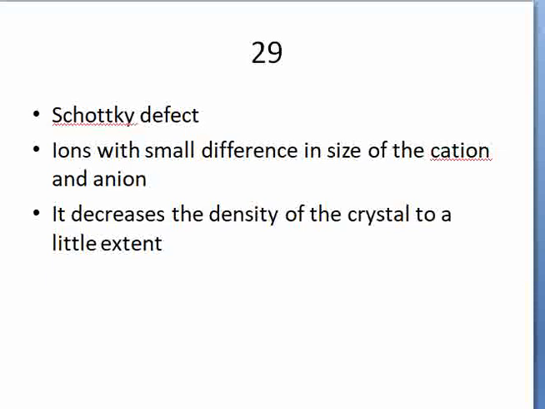I will discuss the Schottky defect. Ions with a small difference in size between the cation and anion. If there is a small difference between the anion and cation, we can expect this Schottky defect. It decreases the density of the crystal to a little extent. So when the Schottky defect is present in the crystal, the density of the crystal decreases to a little extent.